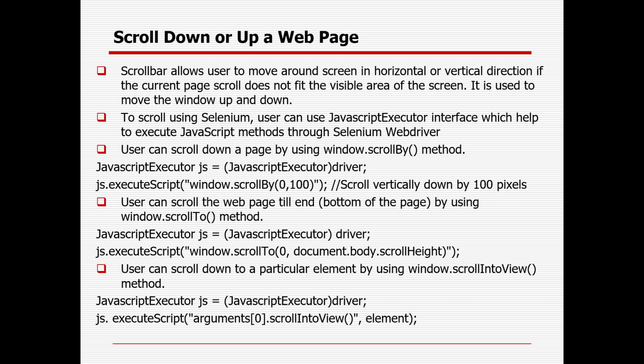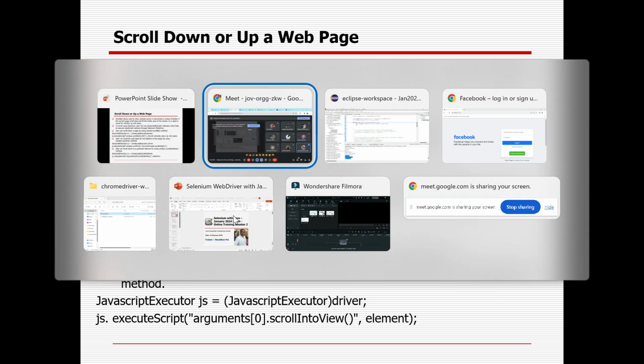Or maybe need to go to a particular element, right? All this stuff we need to do. So a scroll bar allows the user to move around the screen in horizontal and vertical direction, if the current page does not fit in the visible area of the screen. It is used to move the window up and down. So to scroll using Selenium, the user needs to use the JavaScript executor interface, which helps to execute JavaScript methods through Selenium WebDriver. So how can it do a scroll page?